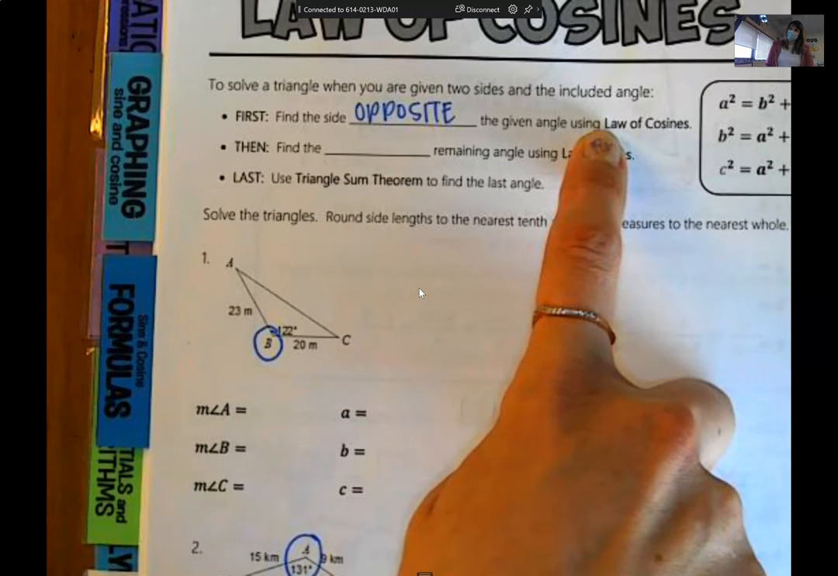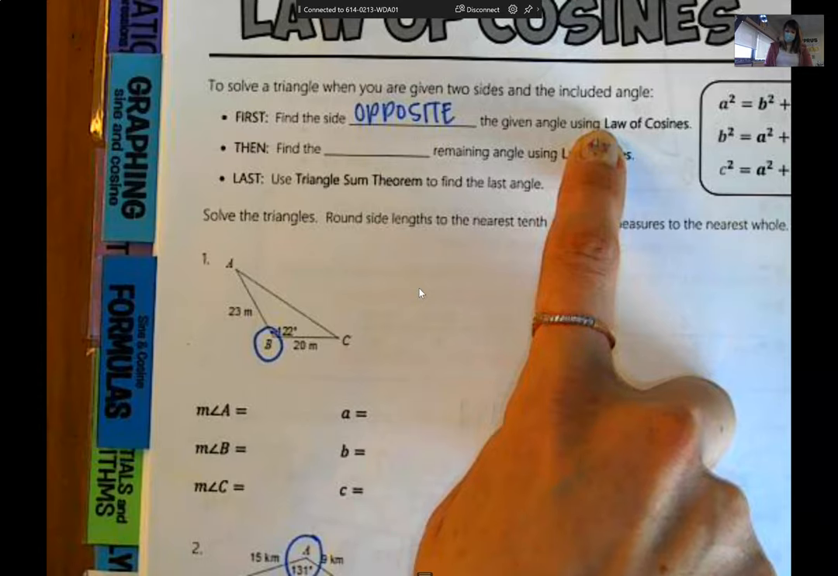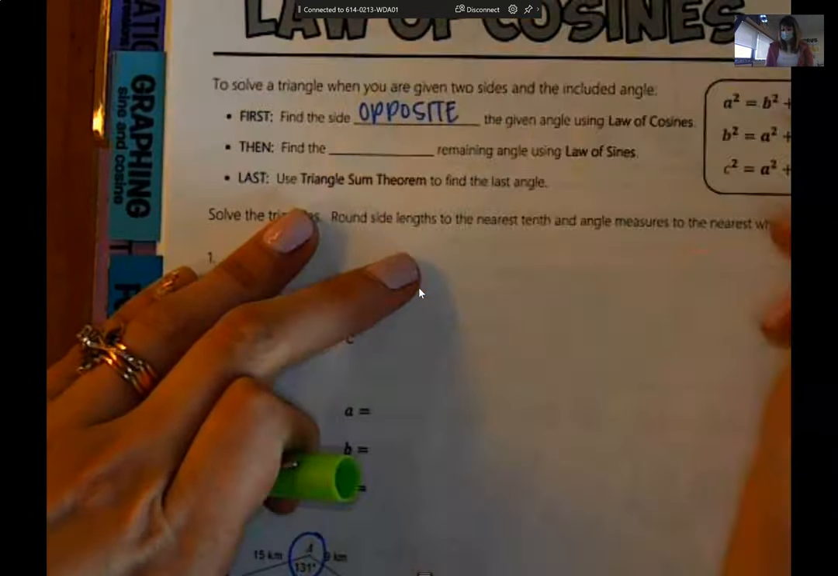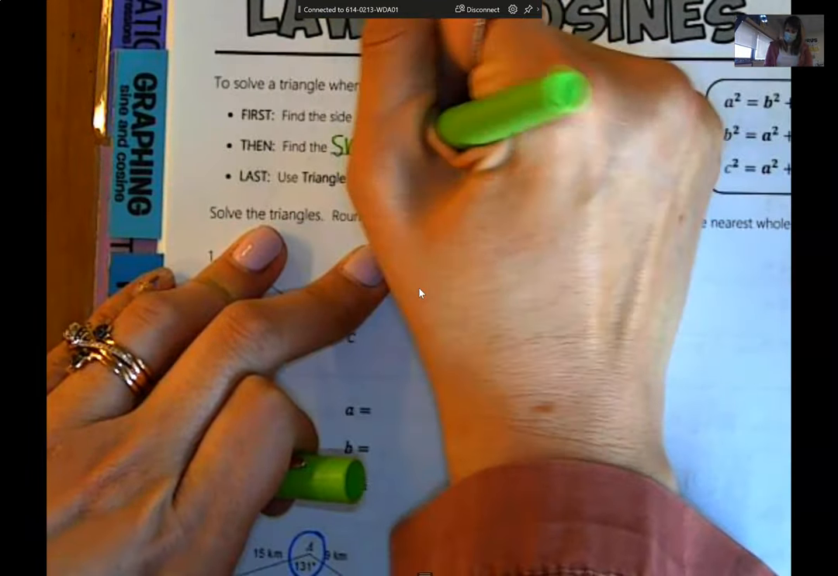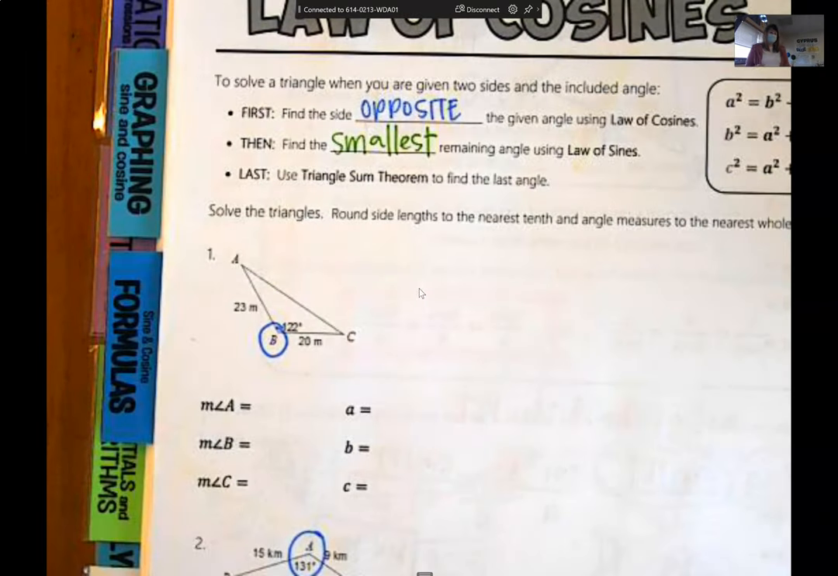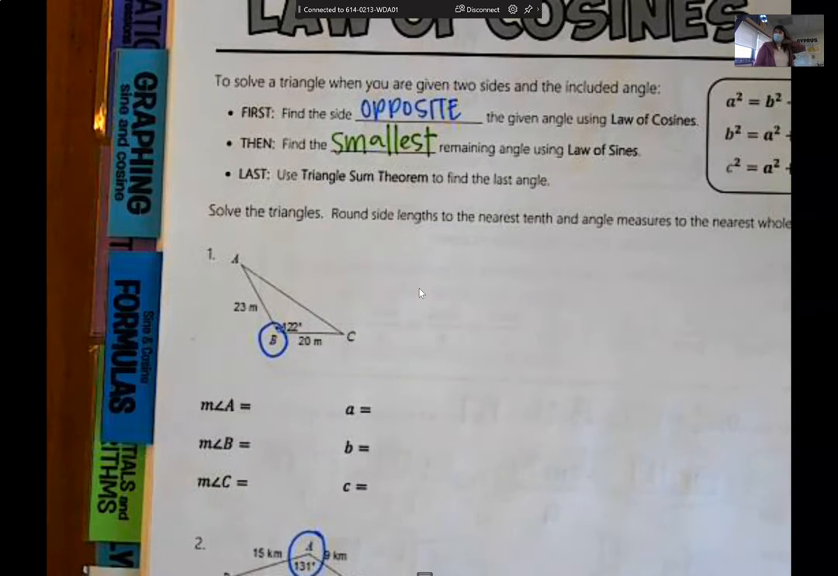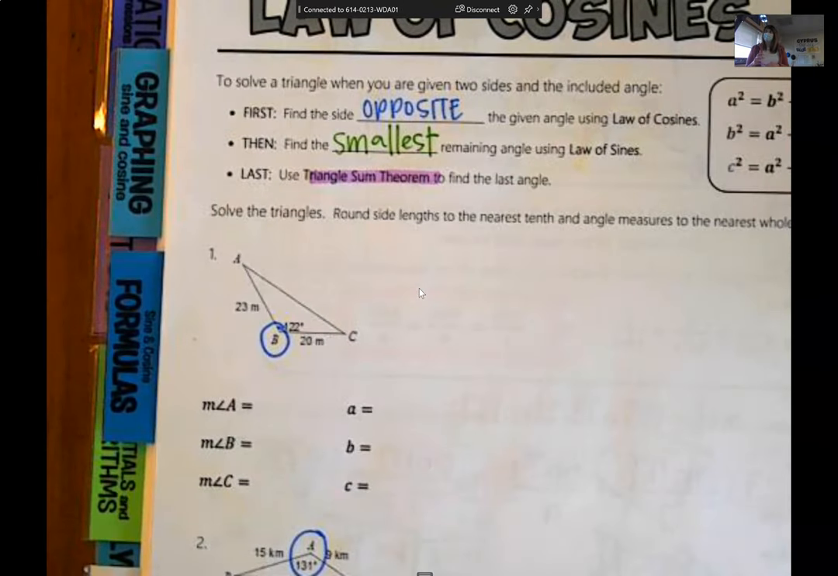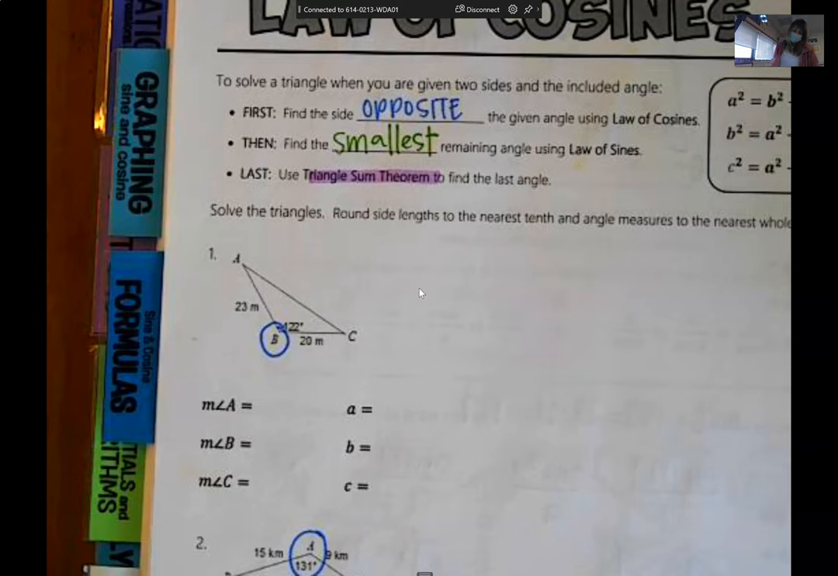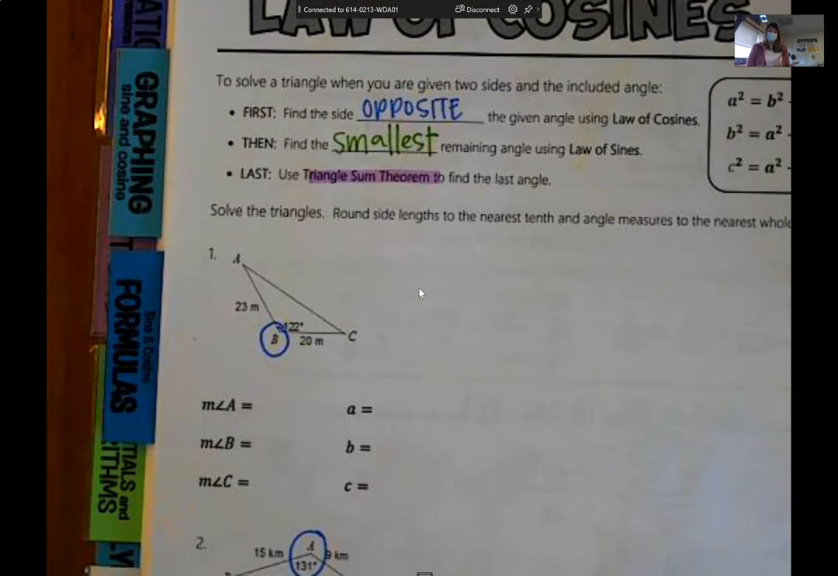After we use the law of cosines, we are then going to find the smallest remaining angle. And we'll use the law of sines for that. And I'll show you how we know which one will be the smallest. And then lastly, we'll use the triangle sum theorem to find the last angle. So we're going to find three things. We're going to find two angles and a side.